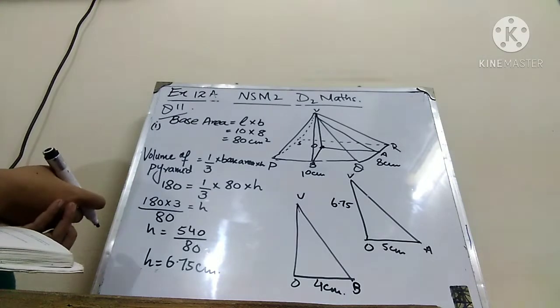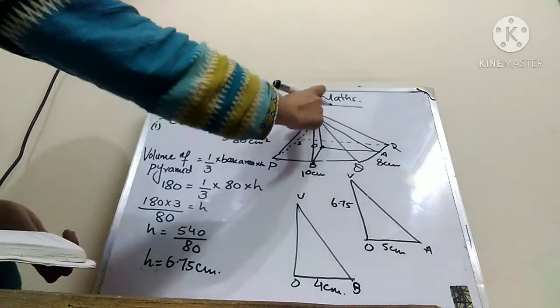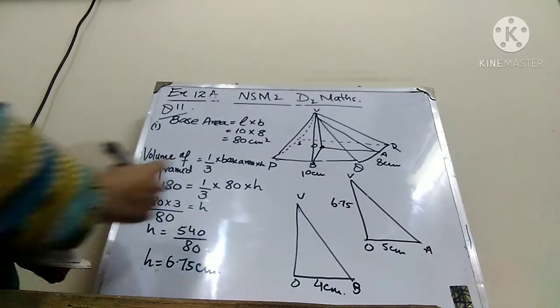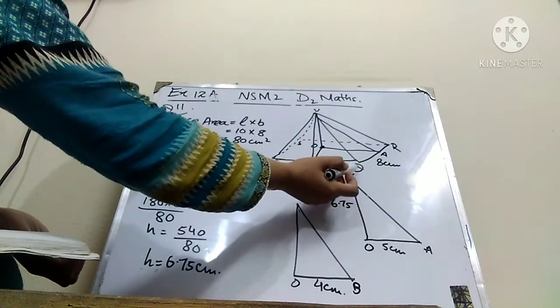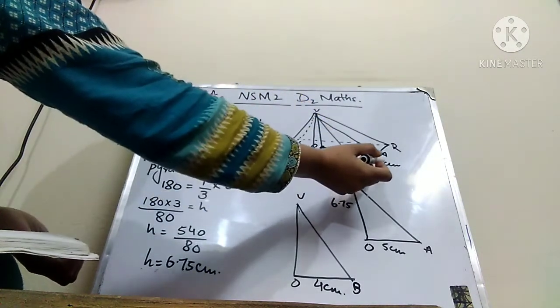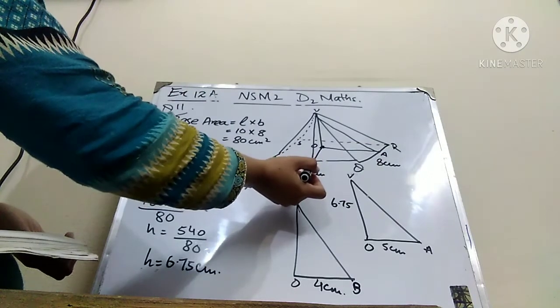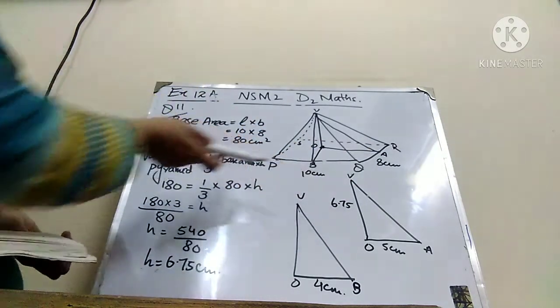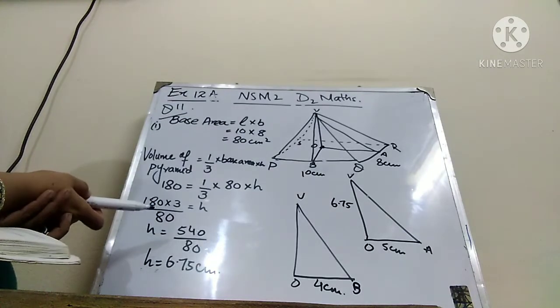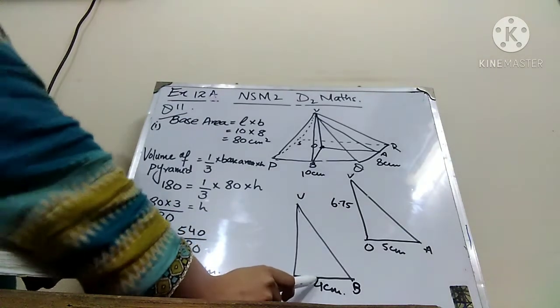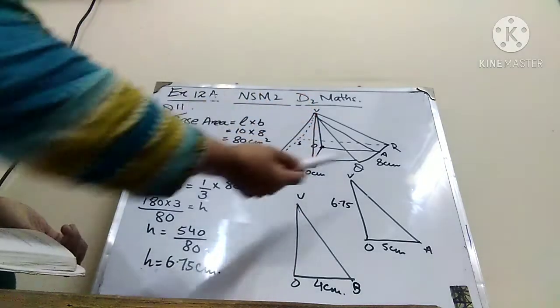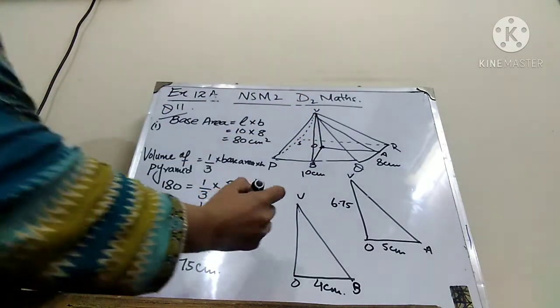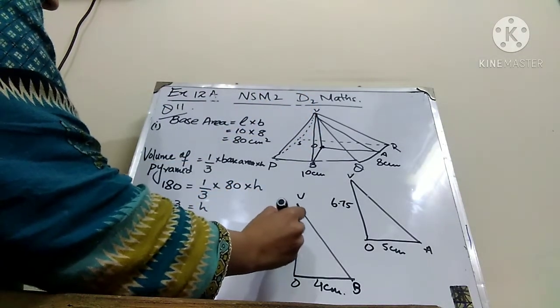Alright. In the same way, the other triangle is this one, which is VOB. And the base is here. You can see that the total base from Q to R is 8 centimeter. As BO is half of this 8, I will divide 8 by 2 and get half of this length, so I will get 4 centimeter. The height, which I have already found, is the same, 6.75. So I will write down 6.75.